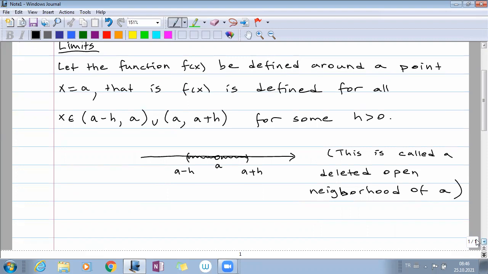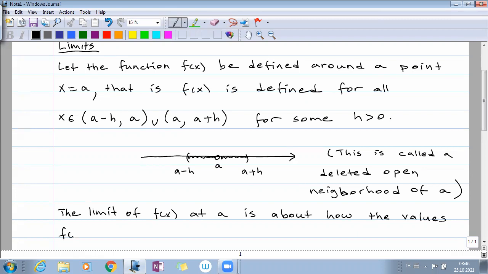Now, what we mean by the limit of f at the point A is about how the values f of x behave as x takes values getting closer and closer to A. For a particular value of x, f of x is a value of the function.